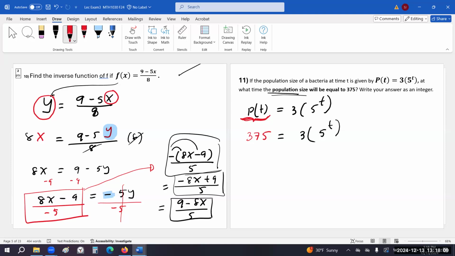Our goal is to bring the T down from the top, from the power. But in order to do that, first we cannot have anything next to our base. So we get rid of it by dividing both sides by the coefficient. So we have 5 to the T.